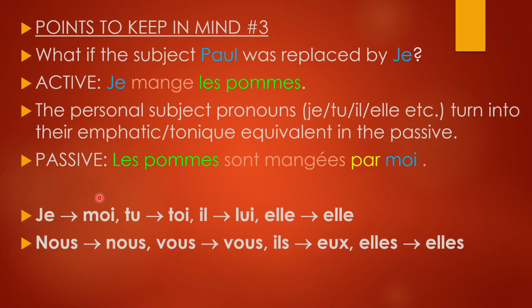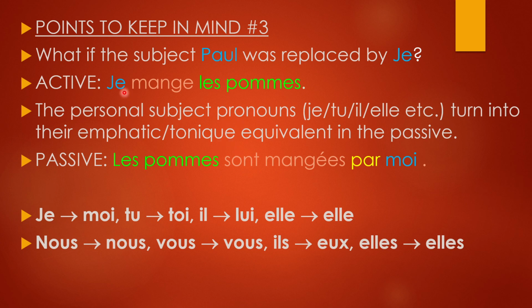The third rule is, if the subject Paul was replaced by je or tu or il or vous or any of the personal subject pronouns, what happens then? You cannot say par je. When the je goes at the end, it cannot be par je. Same, if it was tu, it cannot be par tu. So when the personal subject goes to the end of the sentence, it has to become an emphatic pronoun. Which emphatic pronoun? The same emphatic pronoun which corresponds to the personal subject. The emphatic or the tonic, whichever you learned it as, it's the same thing.